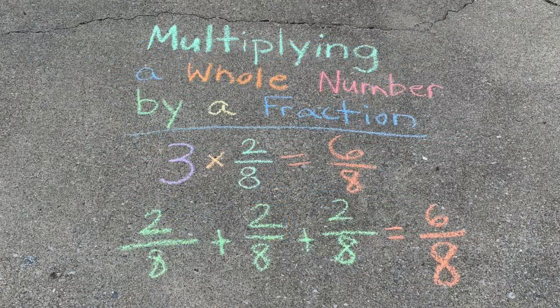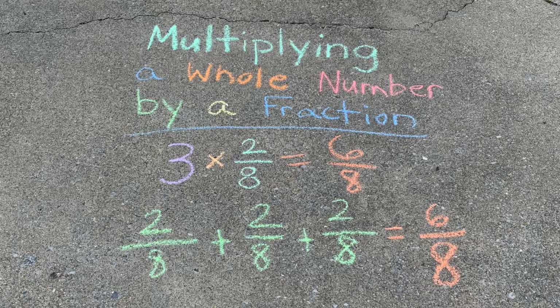When multiplying a whole number by a fraction, it is important to remember that multiplication is repeated addition. In this problem, we have 3 times 2 eighths, which means we have 3 groups of 2 eighths. So the repeated addition would be 2 eighths plus 2 eighths plus 2 eighths, which I know would be 6 eighths, because as we reviewed, when we add fractions, the only thing we add is the numerator. The denominator stays the same. So I know that 3 times 2 eighths equals 6 eighths.